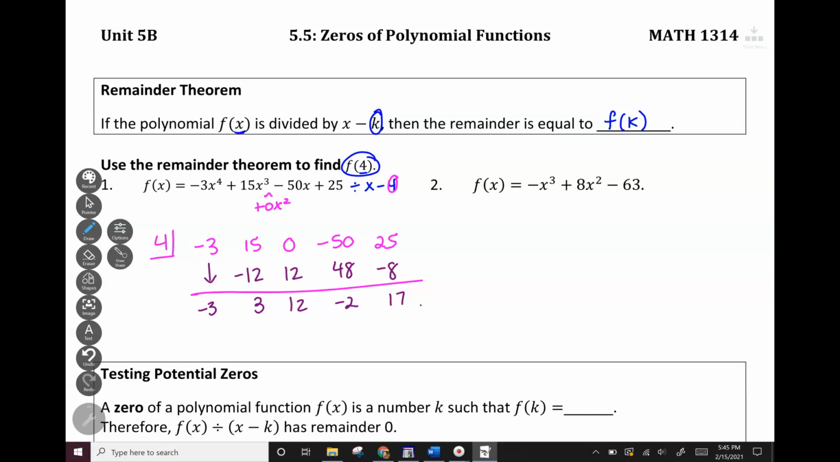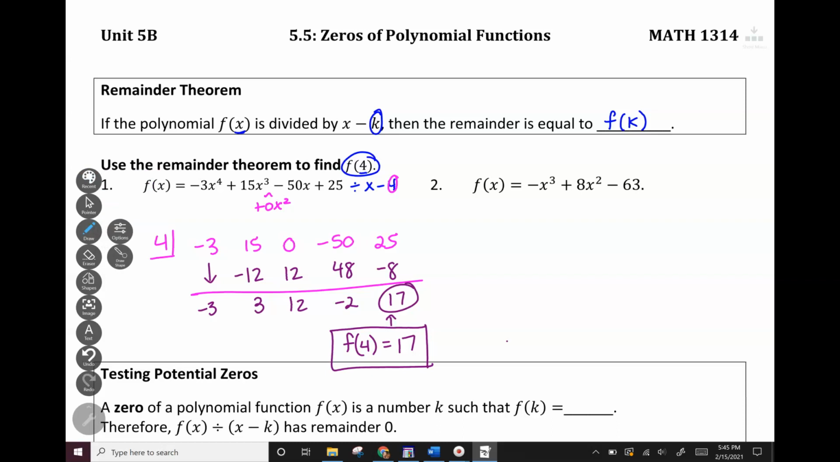Okay, so this last number is the remainder, which is also going to be f of 4. Because we just divided that polynomial by x minus 4, this last number, your remainder, is f of 4. So f of 4 equals 17, assuming we did everything correctly.